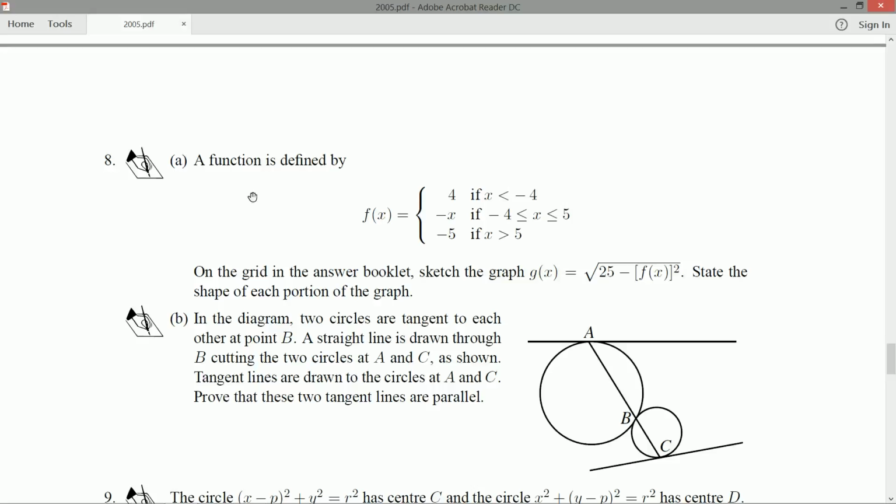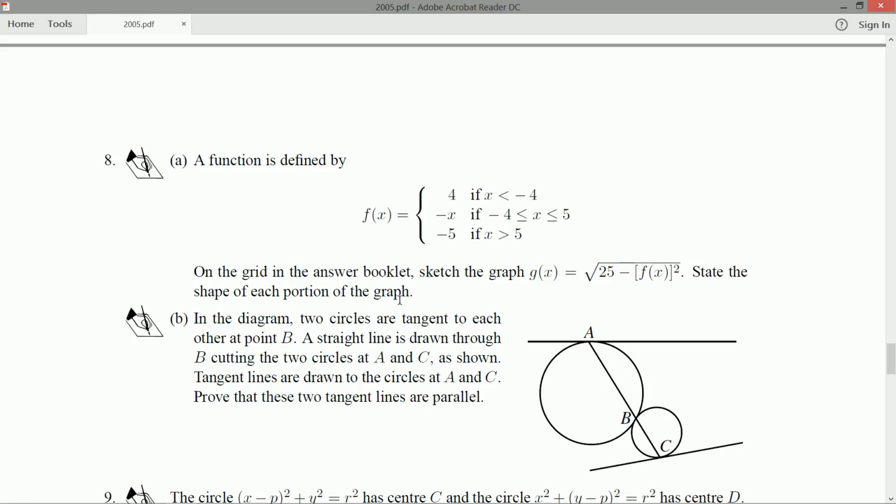So 8A. A function is defined by, we have a piecewise defined function, f of x is equal to a constant 4 if x is less than negative 4. It's negative x if x is between negative 4 and 5 inclusive. And it's negative 5 if x is greater than 5. On the grid in the answer booklet, sketch the graph g of x is equal to the square root of 25 minus f of x squared. State the shape of each portion of the graph.